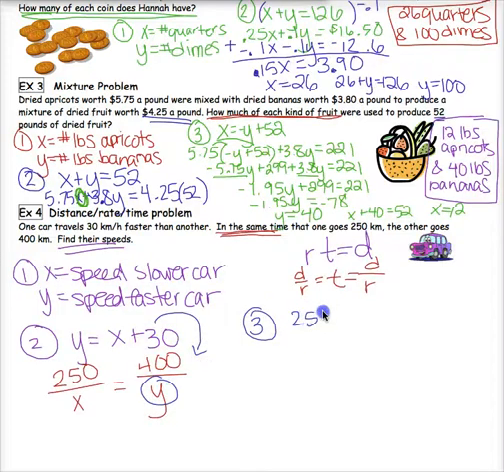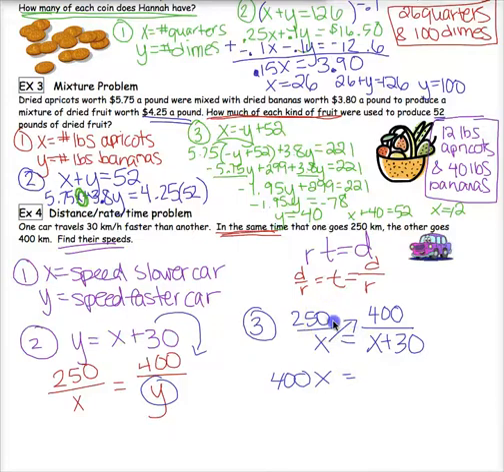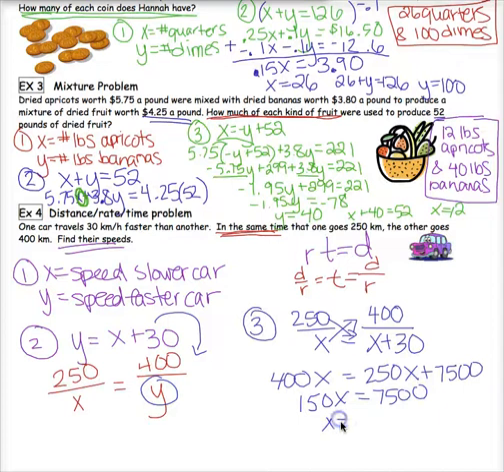I'm going to solve this by substitution. I'm going to take y out here and put this in instead. So 250 over x equals 400 over, instead of y, I'm going to put x plus 30. So cross multiply, x times 400 is 400x. On the other side, I need to remember to distribute 250 times the x and 250 times that 30. It's important that you remember to do both, so that gives you 7,500. So subtract the 250x on both sides, gives you 150x equals 7,500. Divide by 150, and you should get x equals 50.